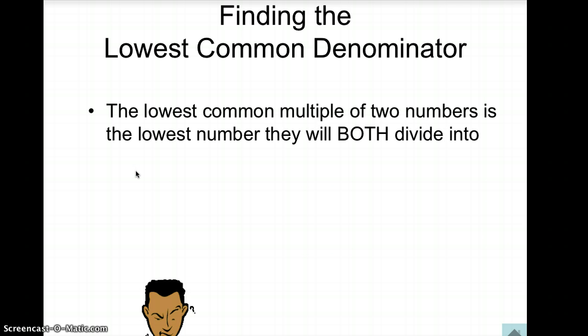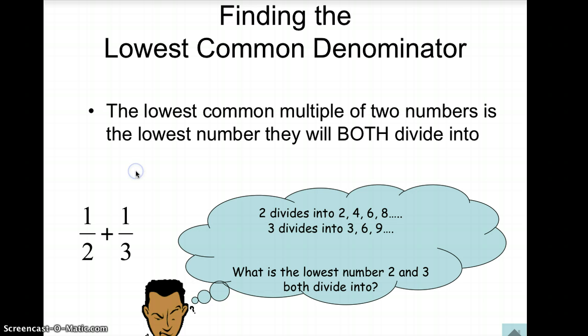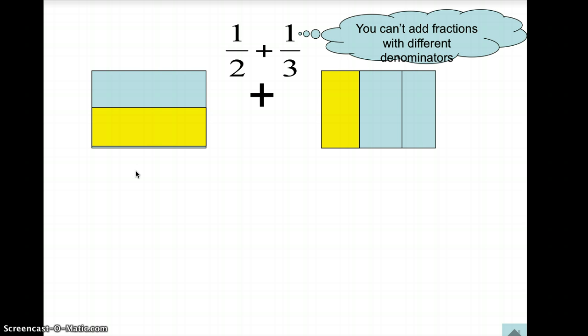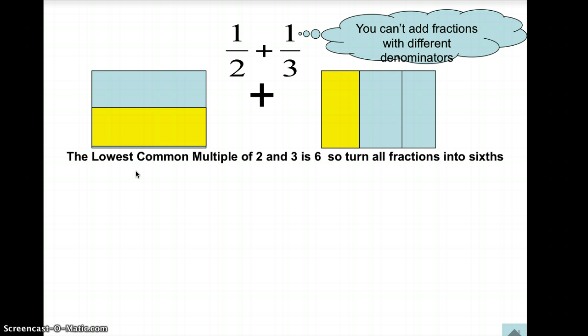Okay, because I can divide them both. The number 6 can be divided by both 2 and 3. So the common multiple can be divided by both of your denominators. All right, so we have 1/2 plus 1/3, which remember we decided we can't add as different ones. We had to find that common denominator, which we found the common multiple of 2 and 3 would be 6, because I can multiply 2 by something to get to 6 and 3 by something to get to 6 as well.